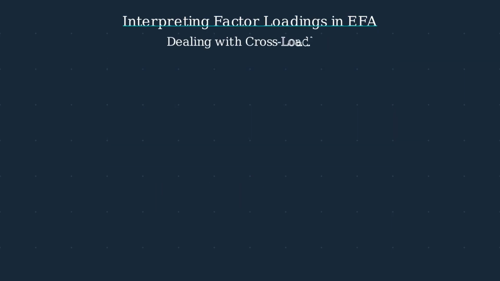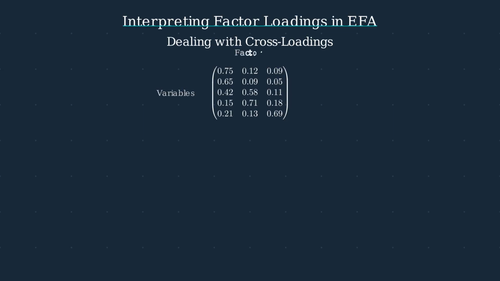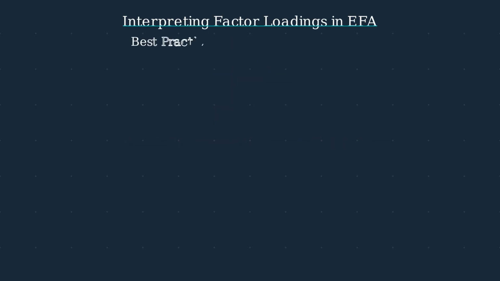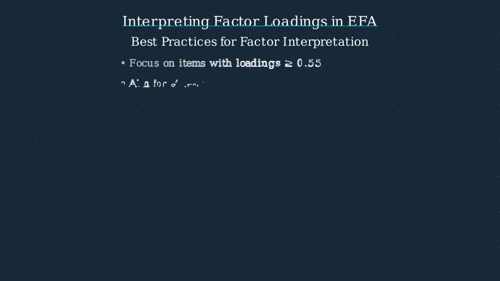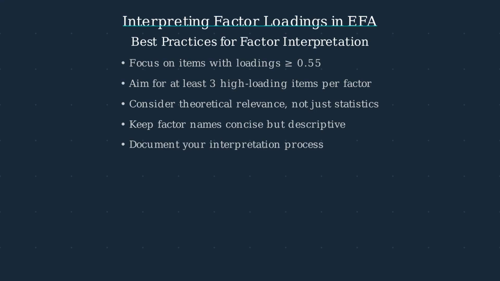Sometimes variables will load on multiple factors, creating what we call cross-loadings. Variable 3 in this matrix loads on both factor 1 and factor 2, which complicates interpretation. When interpreting factors, focus on items with loadings of 0.55 or higher. Strong factors should have at least 3 high-loading items. Always consider theoretical relevance alongside statistical values to ensure your interpretation makes conceptual sense.